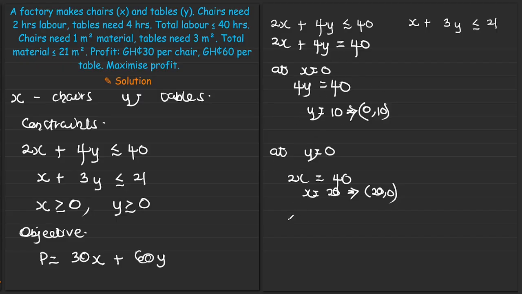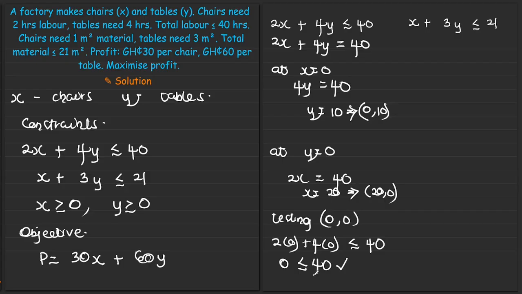Then we now come and test. So testing with what? 0, 0. So at 0, 0, we have 2 times 0 plus 4 times 0, which is less than or equal to what? 40. So that is 0 plus 0. So 0 plus 0 is less than or equal to 40. So it simply means the region where we have the origin satisfies. You see, then now we move to the second one.